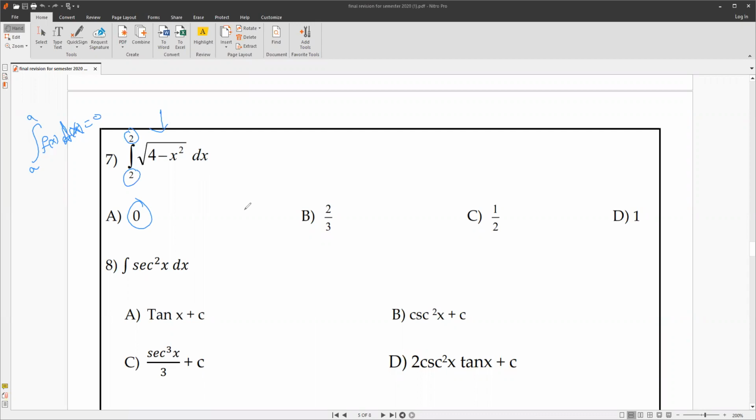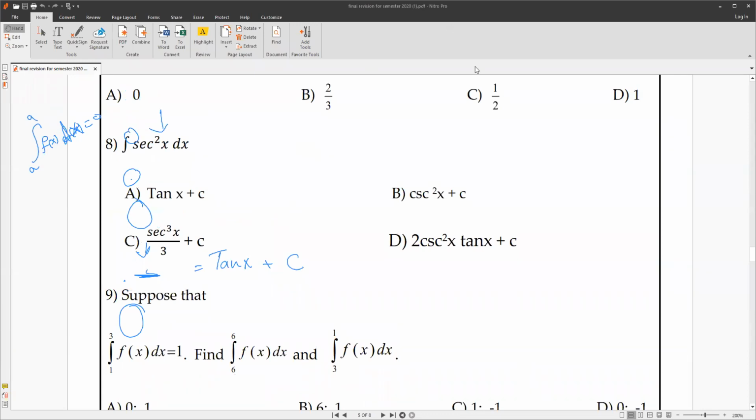Please revise the properties of a definite integral. Here, the integration that is indefinite, but here it's definite. Indefinite integration of secant square x with respect to x means what is the function whose derivative is secant square? I know it is tan x plus constant of the integration. That is why our choice is A. I think it's so easy.